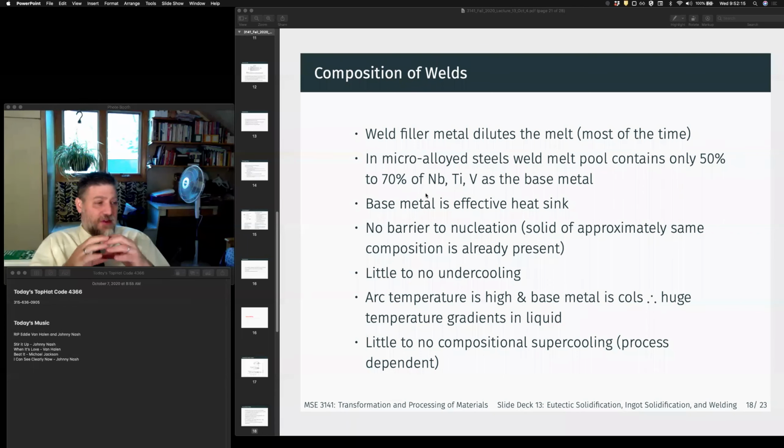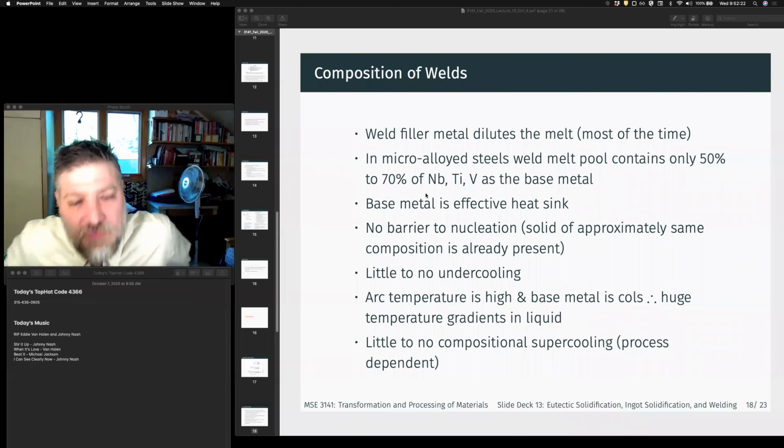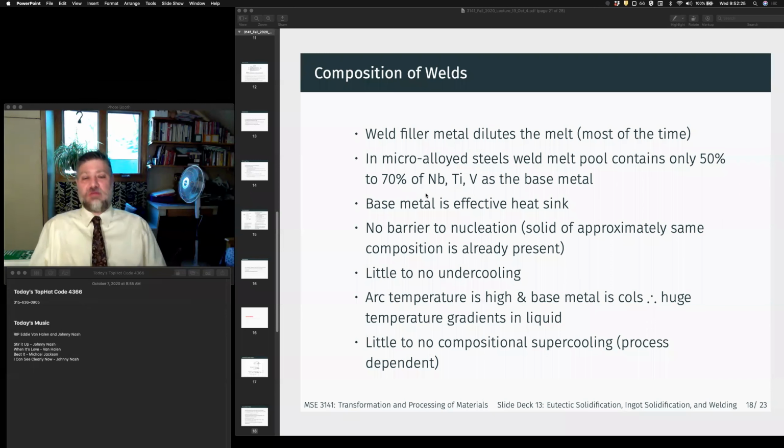The base metal, especially if you're welding thick plate, is also a really effective heat sink. We also effectively have zero barrier to nucleation, because we're melting metal and then we're solidifying on it. So we already have solid present. We already have nucleated big chunks of stuff there. So there is no nucleation barrier. We already have solid of the same composition ready there. Since there's no barrier to nucleation, we have little to no undercooling, if we're thinking about our common arc processes.